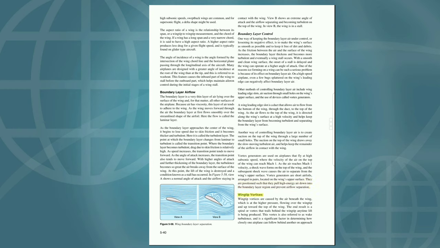Wingtip vortices. Wingtip vortices are caused by the air beneath the wing, which is at the higher pressure, flowing over the wingtip, and upward to the top of the wing. The end result is a spiral or vortex that trails behind the wingtip any time lift is being produced. This vortex is also referred to as wake turbulence, and is a significant factor in determining how closely one airplane can follow behind another on approach to land.